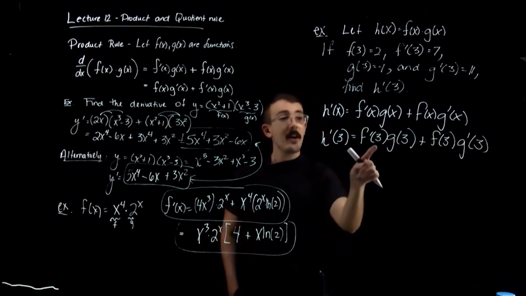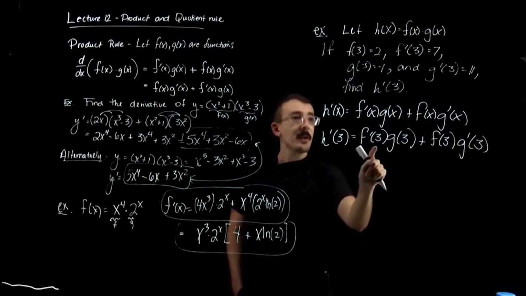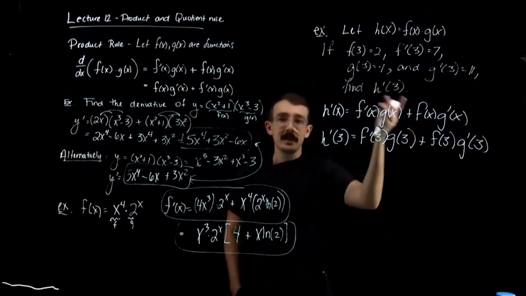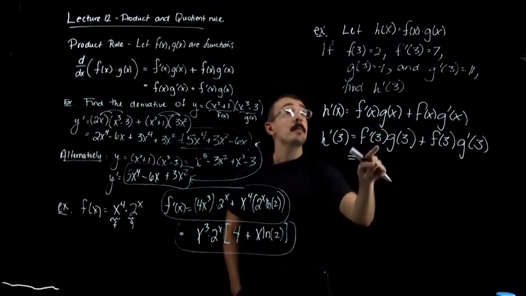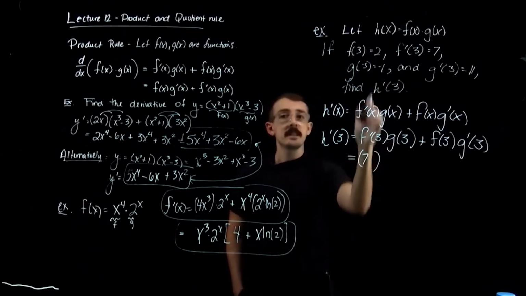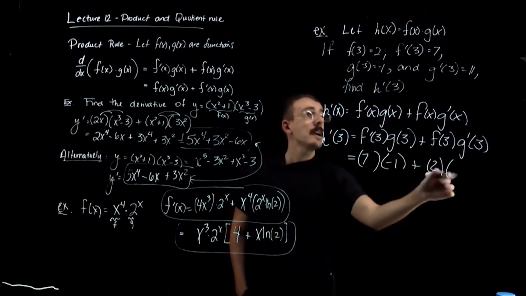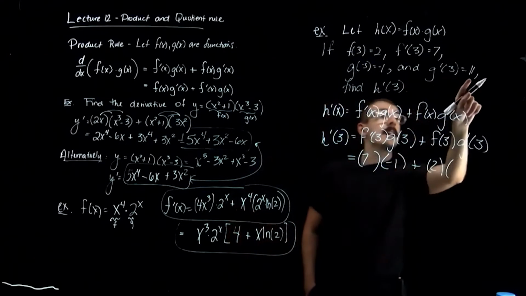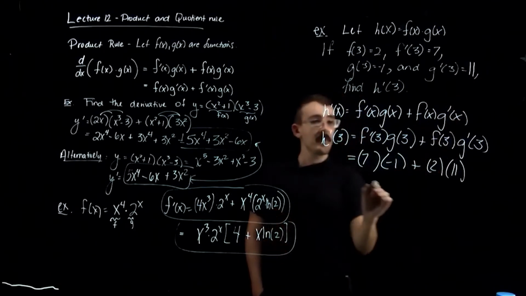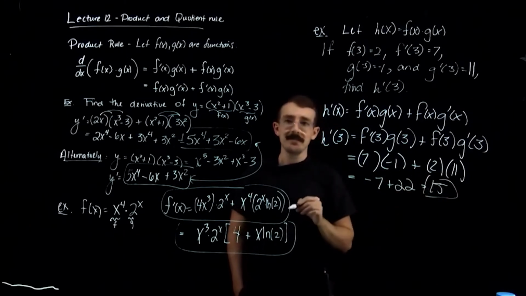And conveniently, all 4 of those things are found back up here in the problem. The test here is that you wrote everything in the correct order, because you can't mix these up too much, or you'd get a different number. So f prime of 3, that was given as 7. g of 3 is negative 1. f of 3 is 2. And g prime of 3 is 11. It's hard for me to see right there, but that's 11. So this is negative 7 plus 22, or 15.